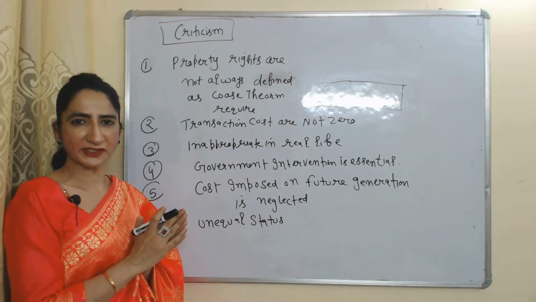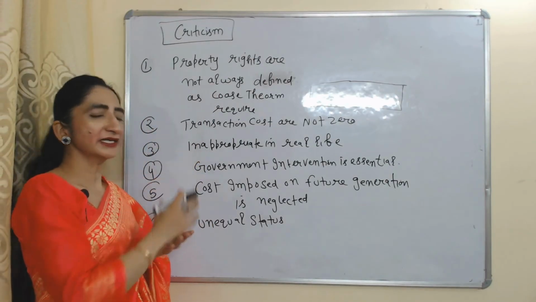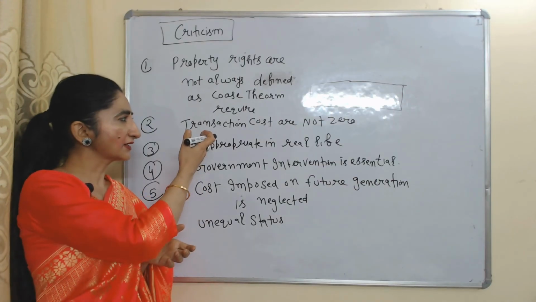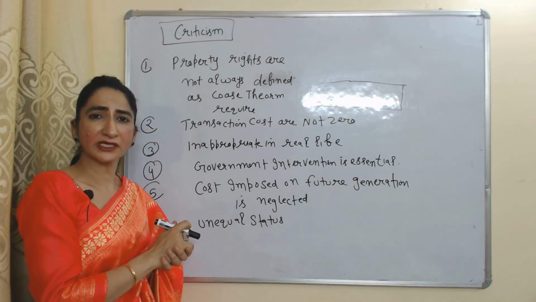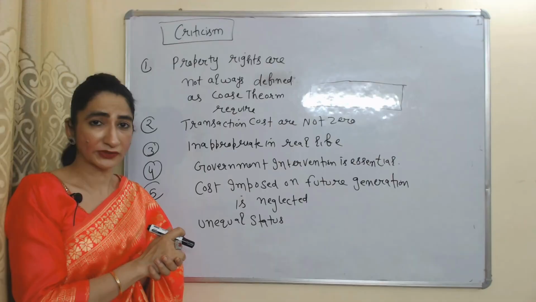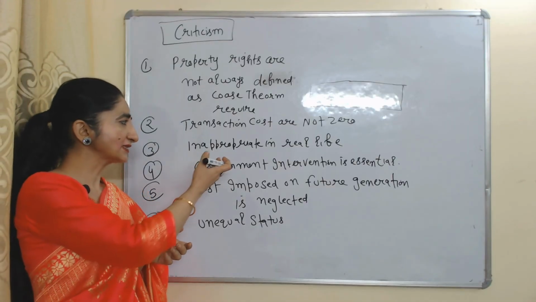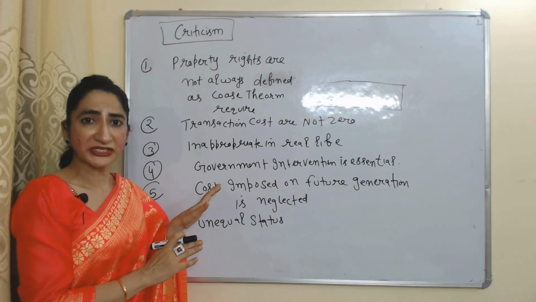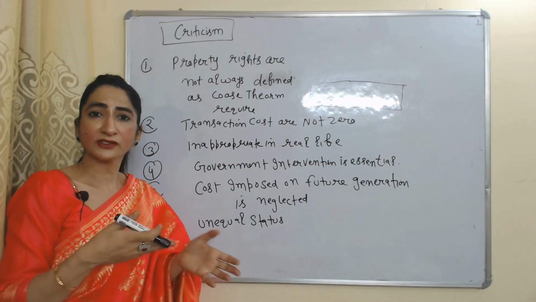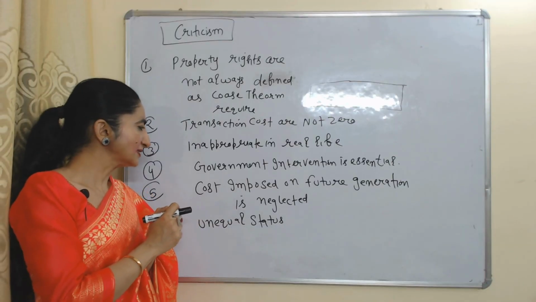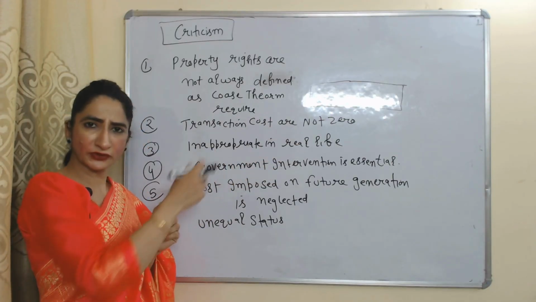Now we will see criticism of this theory. Property rights are not always defined as required in Coase theorem and the transaction costs are not zero. This theory assumes transaction costs and bargaining costs are zero, but these costs are not zero. That's why this theory is inappropriate in real life. Government intervention is essential. According to this theory, there is no government intervention, but in reality there is government intervention. And this theory neglects the cost imposed on future generations.